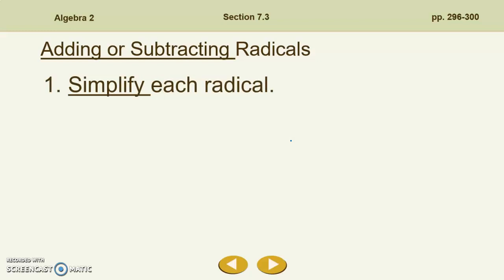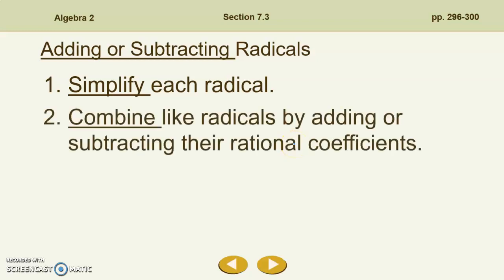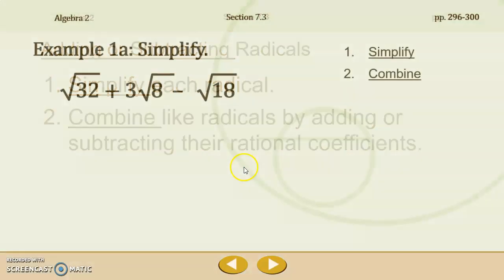Let's try a sample problem here, and we're going to follow these steps. The first thing that we're going to do is simplify each radical that we're trying to add or subtract. Once we've simplified it, we'll combine like radicals by adding or subtracting their rational coefficients. Just like in 3x squared plus 2x squared, the x squared didn't change. The only thing that changed was the 3 plus 2. We added their rational coefficients to get 5x squared. It's going to be very similar when we're adding like radicals.